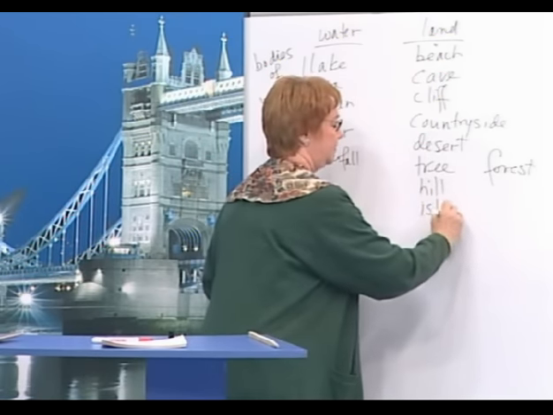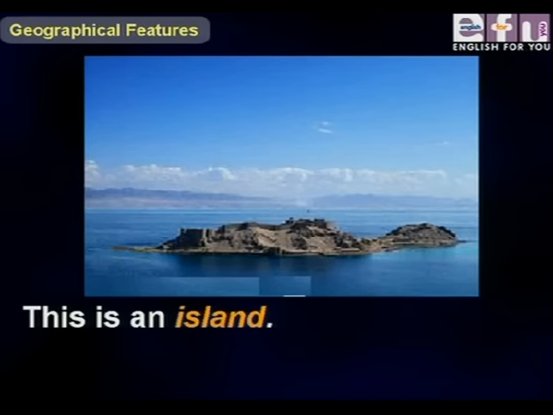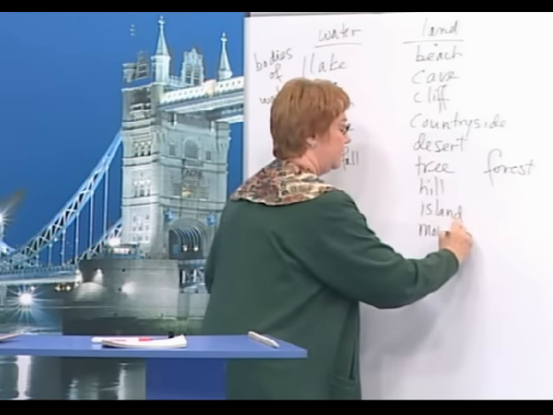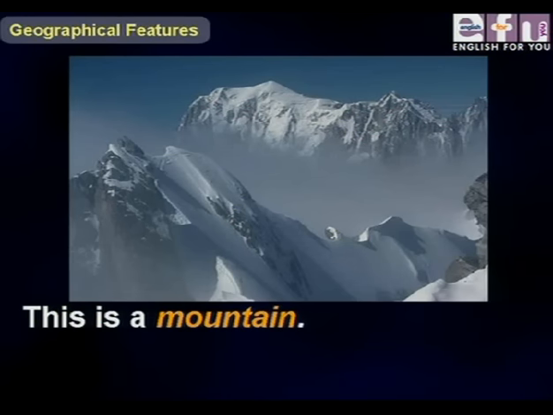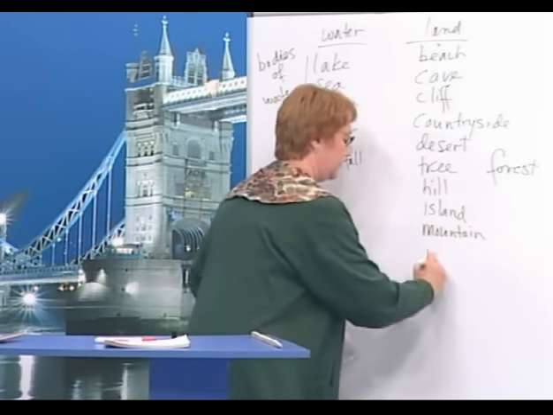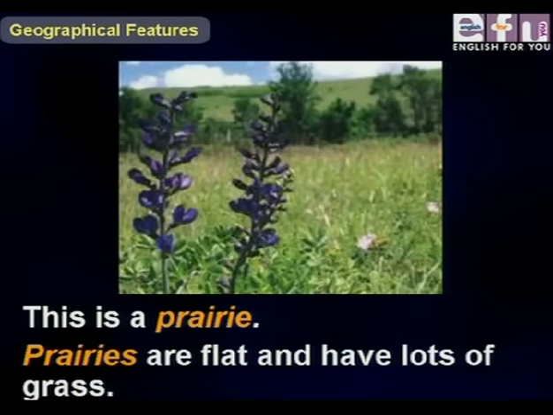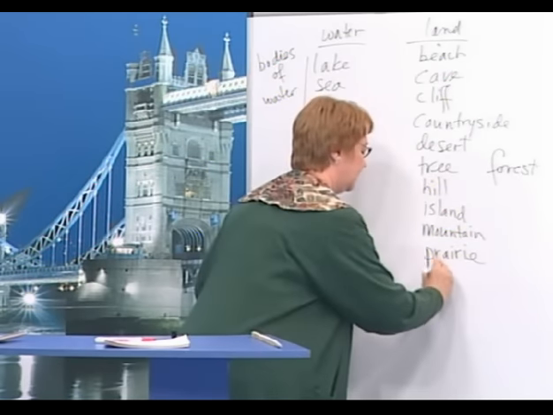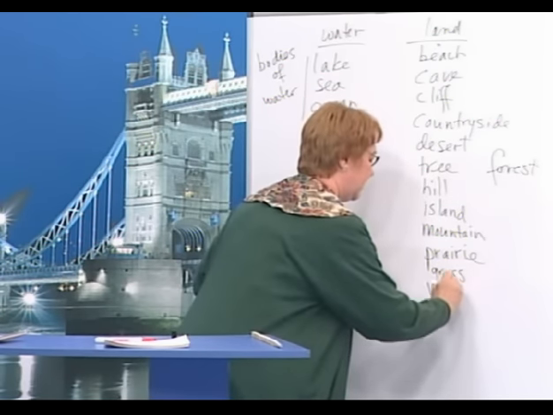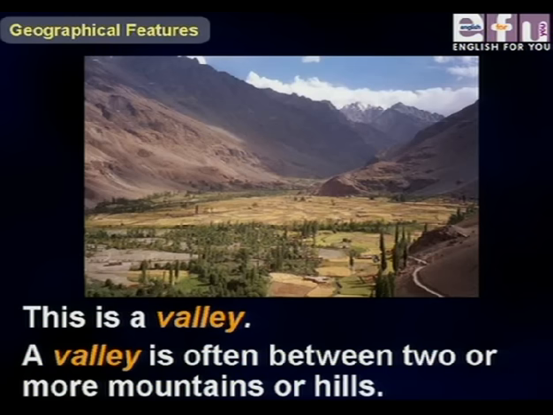We have an island. Island. This is special because we don't say the S. This is an island. Islands have water all around them. Next is mountain. Mountain. This is a mountain. A group of mountains is called a mountain range. Next is prairie. Prairie. This is a prairie. Prairies are flat and have lots of grass. And grass, this is easy, this is grass. Green, green grass. And the last one is valley. Valley. This is a valley. A valley is often between two or more mountains or hills.